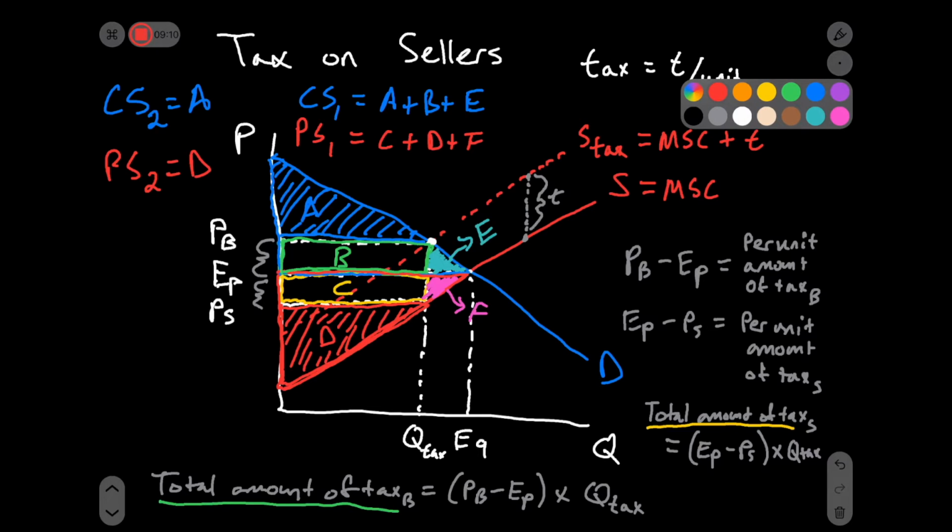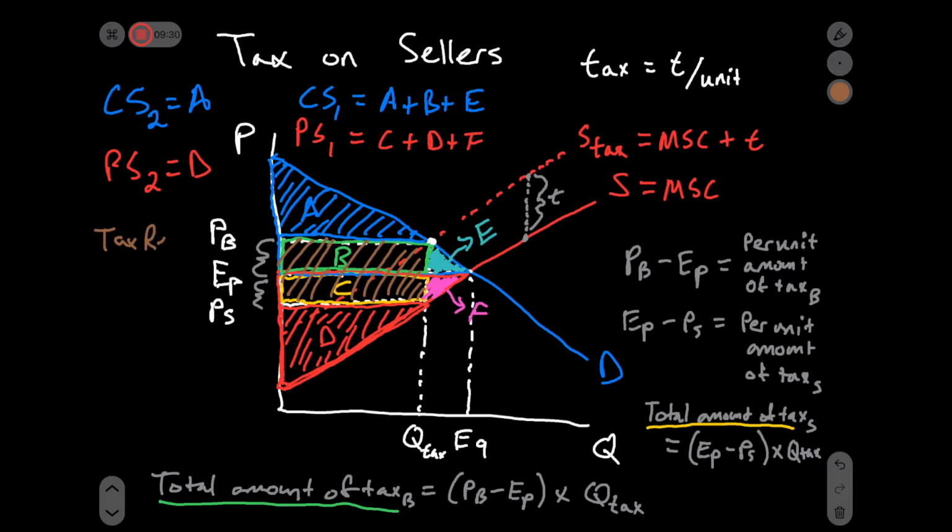The total amount, maybe I'll do this in, I don't know, orange. Well, that's probably too close, maybe brown. The total amount of the tax revenue, which is a sort of government surplus or a surplus to government, total amount of tax revenue equals B plus C. And finally, the total amount of deadweight loss that results from the tax is equal to areas E plus F.